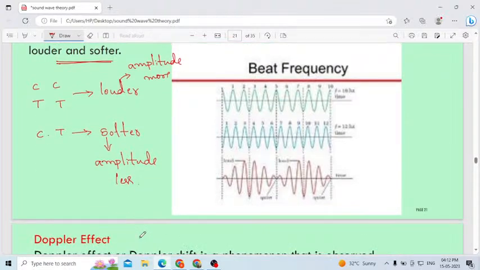One more diagram I indicated here. This frequency here, I mentioned, is 30 hertz. This is 32 hertz. They are almost the same frequency.